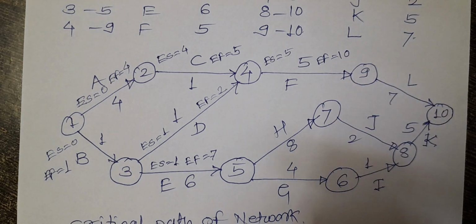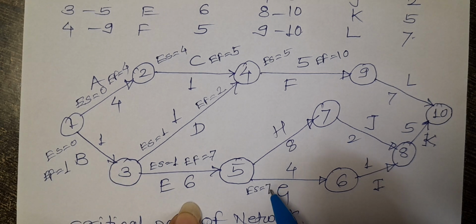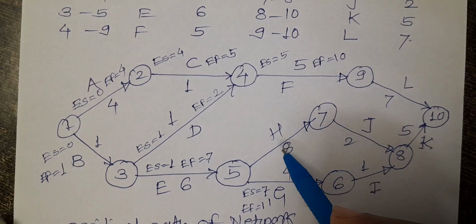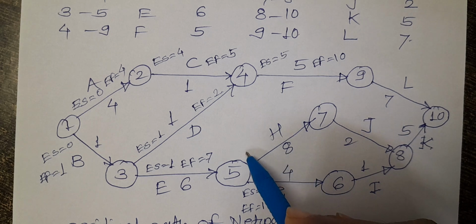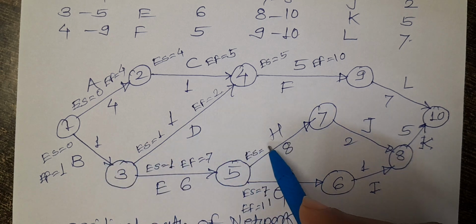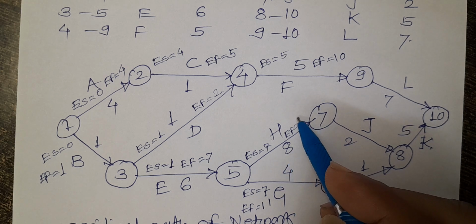Next is G activity. What is the earliest start for this activity? It is 1 plus 6, 7. Earliest start for this activity is 7. And what is the earliest finish time for this activity? 7 plus 4, it is 11. Next is the H activity. What is the earliest start time for this activity? It is 6 plus 1, 7. What is the earliest finish for this activity? It is 7 plus 8, 15.